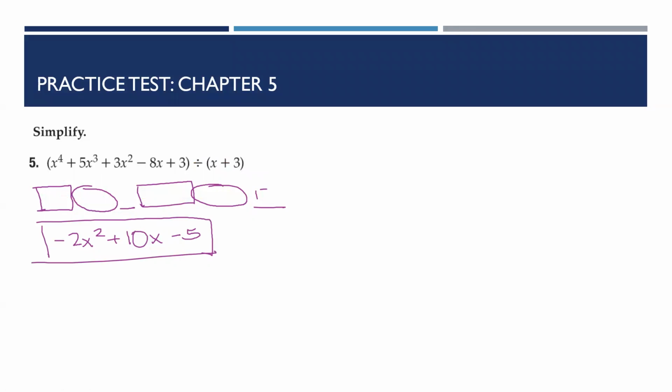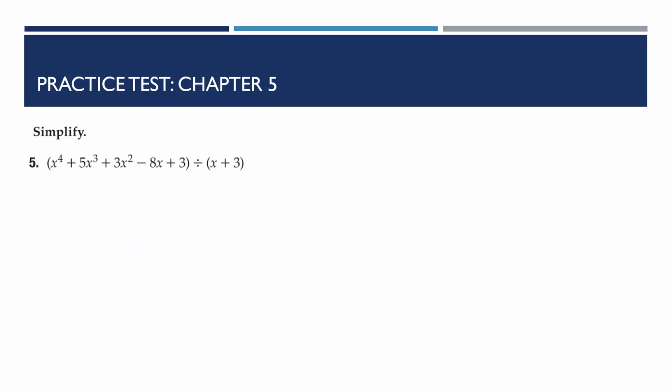All right. So now here it says to divide. So I'm going to use long division here. So this is x plus 3. And then I'm dividing that into x to the 4th power plus 5x cubed plus 3x squared minus 8x plus 3. Okay. And I'm just going to change colors here.